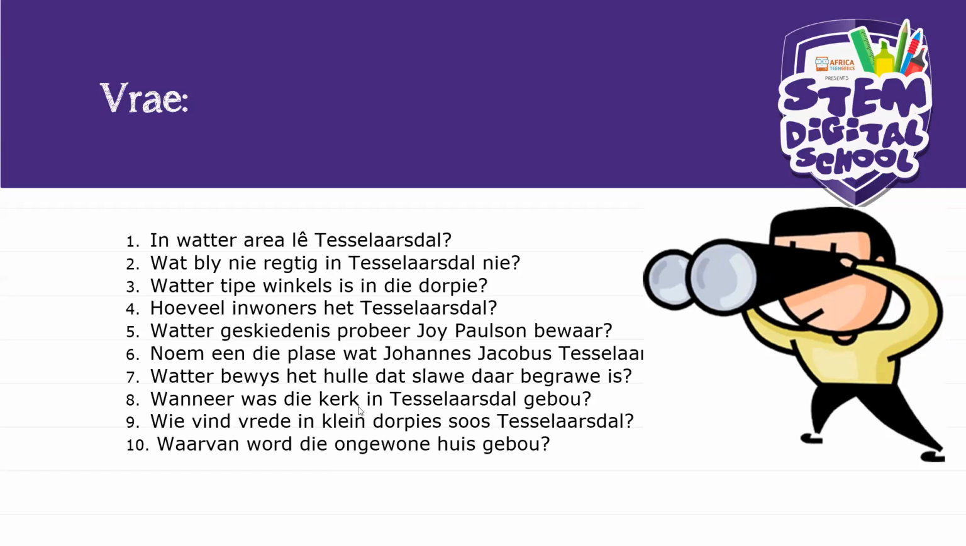Then, nummer 8. Wanneer was die kerk in Teslaasdal gebou? When was the church built in that town? Nommer 9, wie vind vrede in die klein dorpie soos Teslaasdal? What people go there for peace and quiet? And then number 10, waarvan word die ongewone huis gebou? Then they speak about a little house that's built there, in the last part of the video that I showed you, and I want to know from what they build that house. So you can just quickly listen to that.